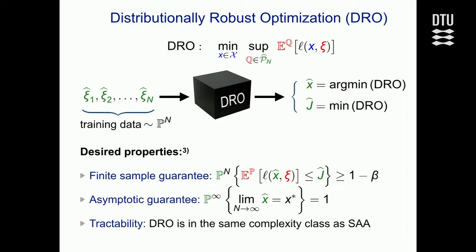The optimal solution of this problem, I denote again by x hat, and of course this optimal solution is again a data-driven solution of our problem, because the optimization problem, or this minimax problem, is constructed from the training data. So if the problem depends on the data, clearly its solution must also be a function of the data. Okay? I use now the symbol J hat to denote the optimal value of this minimax, of this distributionally robust optimization problem.